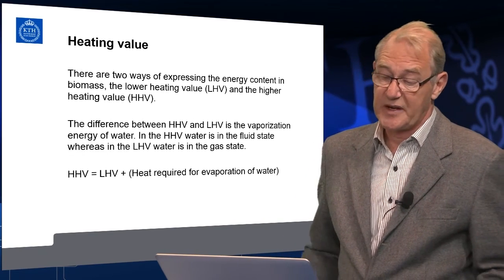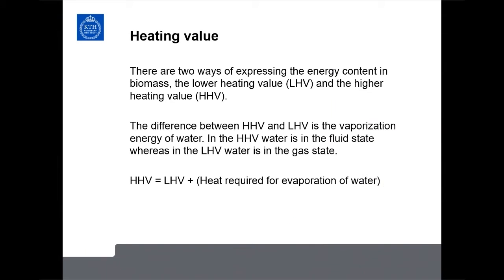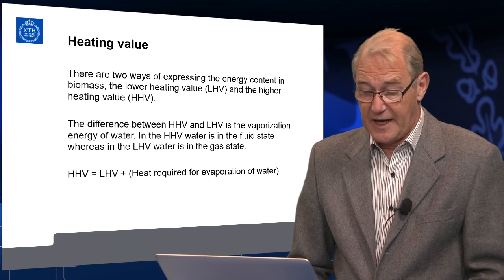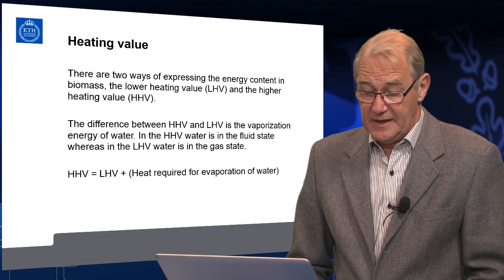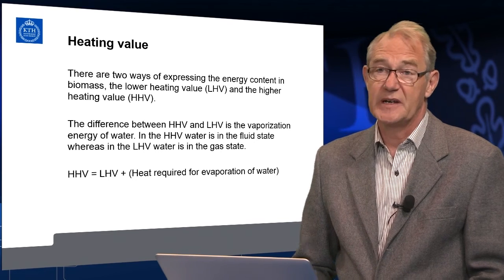There are two ways of expressing the energy content in biomass. We have the lower heating value and the higher heating value. The difference between the higher heating value and the lower heating value is the vaporization energy of water. In the higher heating value, water is in the fluid state, whereas in the lower heating value, water is in the gas state. And you can see the higher heating value equals the lower heating value plus the heat required for evaporation of the water.